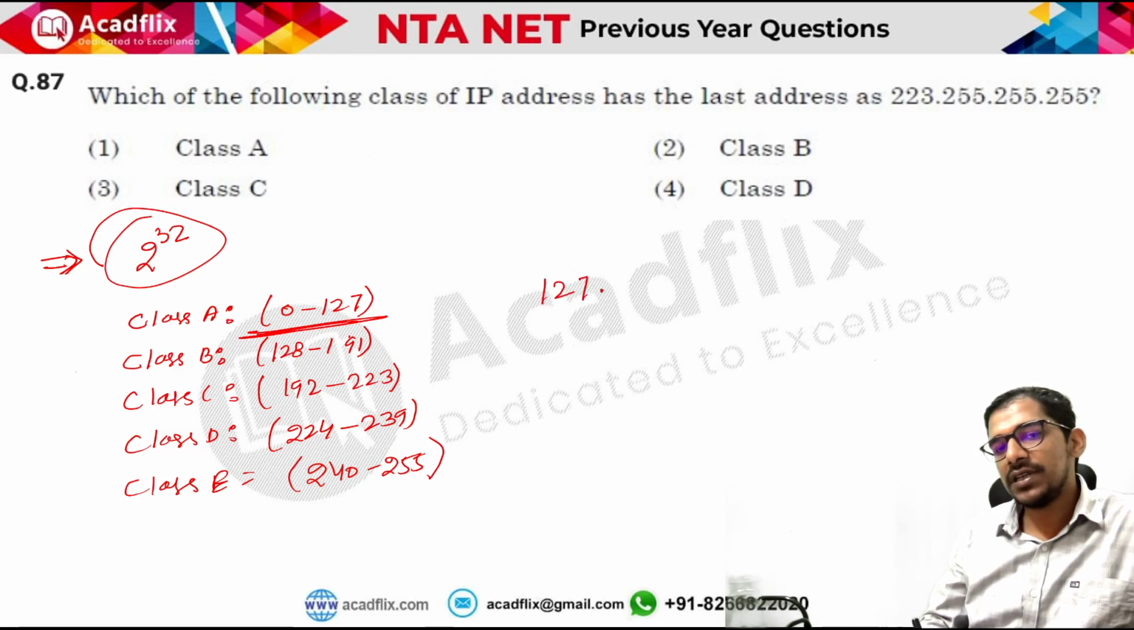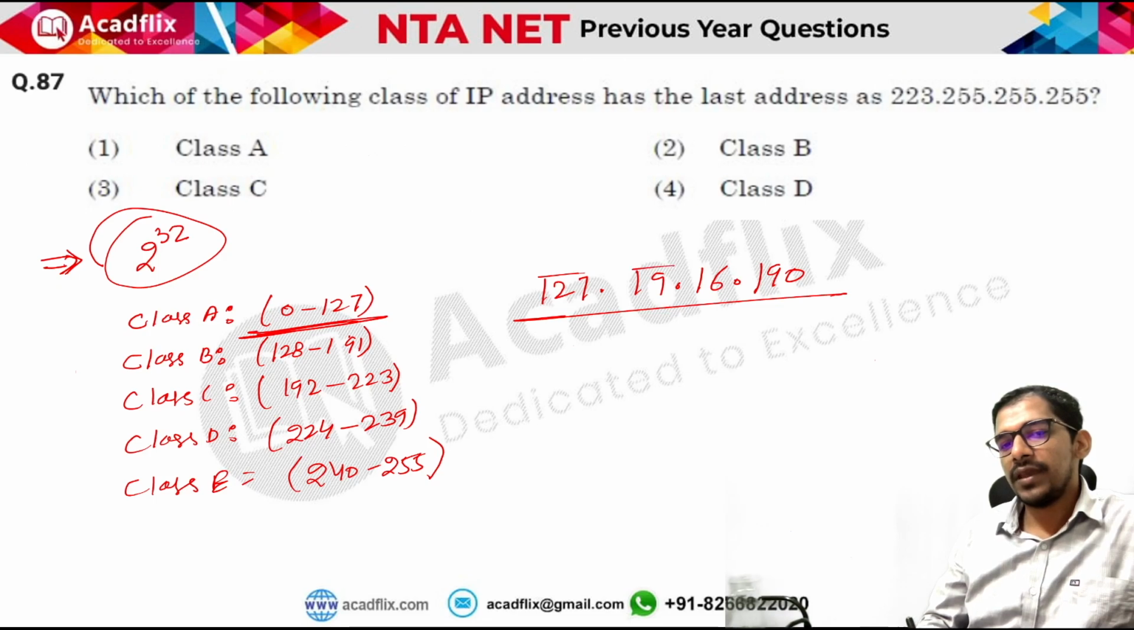An IP address looks something like this, let us say 127.19.16.190. The IP address is divided into 4 parts, and these are called octets. Each octet is of 8 bits, and in 8 bits we can represent from 0 to 255.